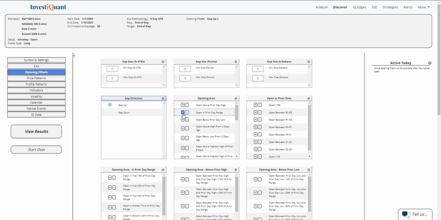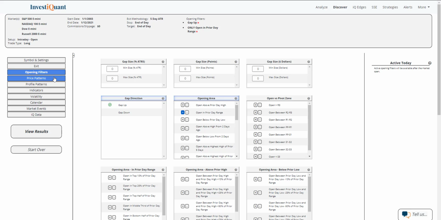So I'm clicking gap up there and then equals next to open and prior day range. I am recording this before the open, so who knows if something will change by the time we actually open, but currently that's where we are trading and where it appears we're likely to open as of now.